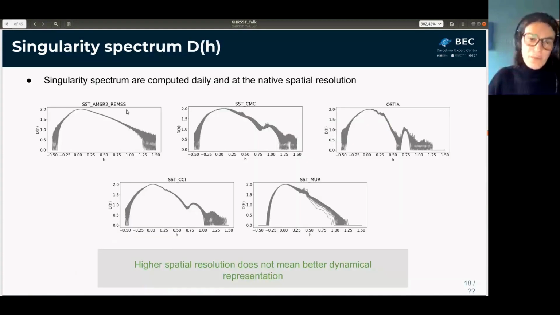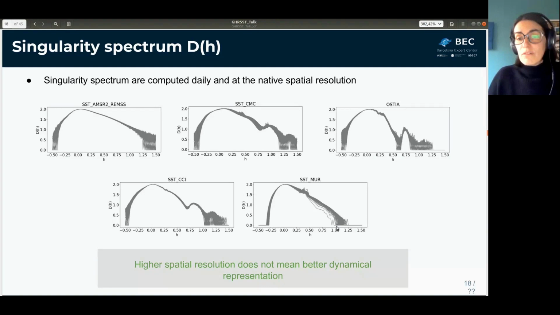From these daily maps, we computed the singularity spectrum at the native spatial resolution, and here it is for all the data sets. The one giving a behavior much closer to the theoretical behavior is the microwave data set, which is given here, and which is close to the convex shape that I was mentioning before.